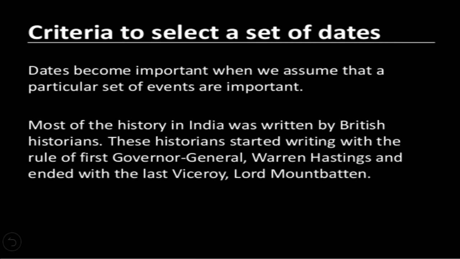Then what were the criteria to select a set of dates? Dates become important, children, when we assume that a particular set of events are important. When we want to remember a series of events that had all taken place in the past, at that time the dates become quite important. Like most of the history in India was written by British historians, and these historians started writing with the rule of the first Governor General Warren Hastings, and then ended with the last Viceroy Lord Mountbatten.